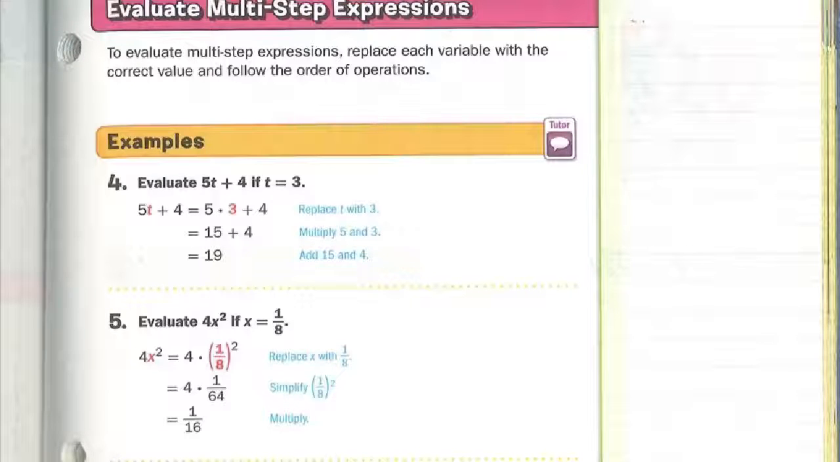Now we're getting into solving multi-step expressions. Instead of only adding or only subtracting, we're going to be doing more than one step. We have a couple examples here. The first one says, evaluate 5t plus 4 if t is equal to 3. So here our expression is 5t plus 4, and they're telling us in the problem that t is equal to 3. So what that means is we're going to do 5 times 3 plus 4.